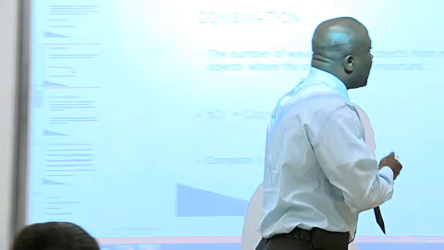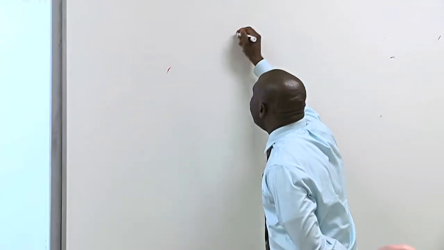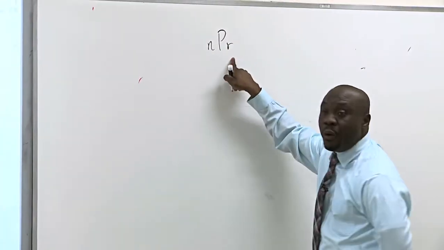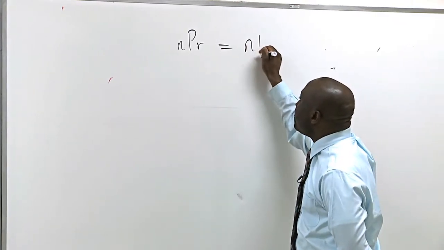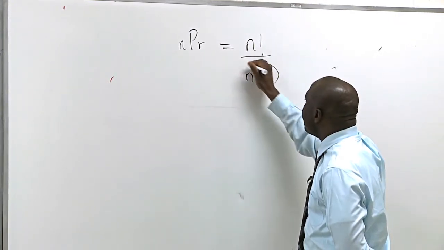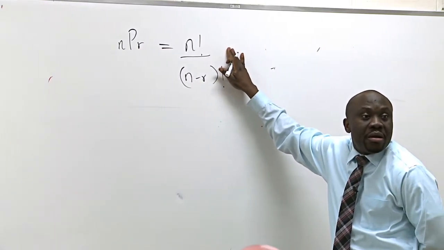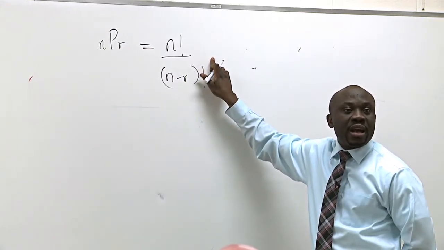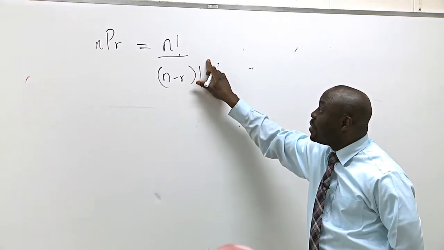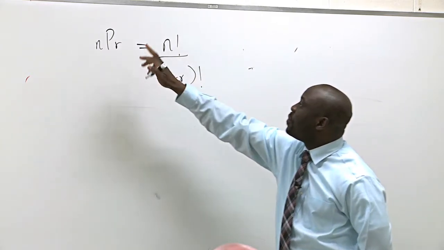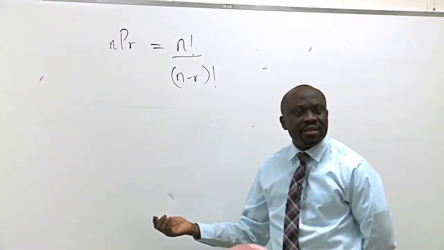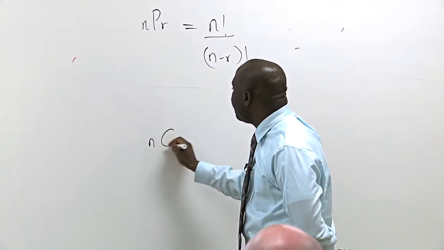This is what we did. If you have nPr, choosing with order, this is given by n factorial over n minus r factorial. Do you need this formula if you know how to use a calculator? No. If you do not have a calculator, use this. But if you have a calculator that can perform this function, then why memorize this? It can help. The calculator will do everything for you.